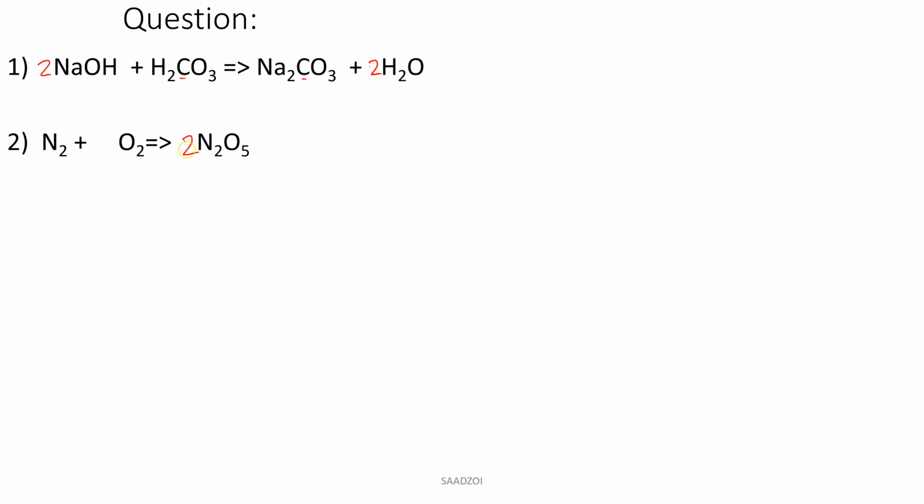So now we go back and balance it. So we change our N's from 2 to 4. So we need to fix that. And our O's, 2 times 5 is 10. So we put a 5 here, and now we're balanced. So that will be the balanced equation.